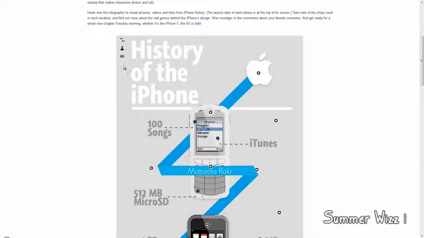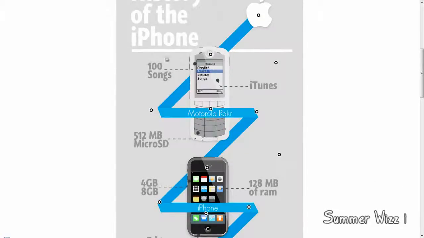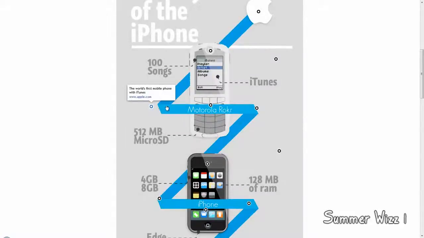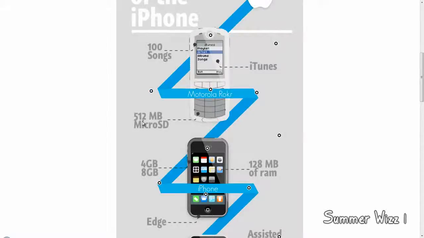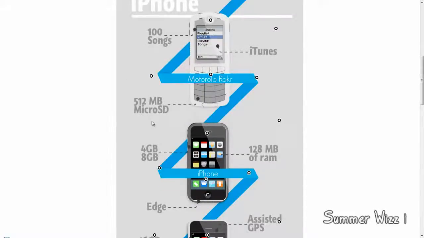Hey guys, so this is just the basic history of the iPhone. When the Motorola Rokr was released, it had iTunes built in. It was like the first device that had actual iTunes in it. It could hold 100 songs. I think it was quite nice. 512 megabytes of micro SD storage, obviously, not RAM.